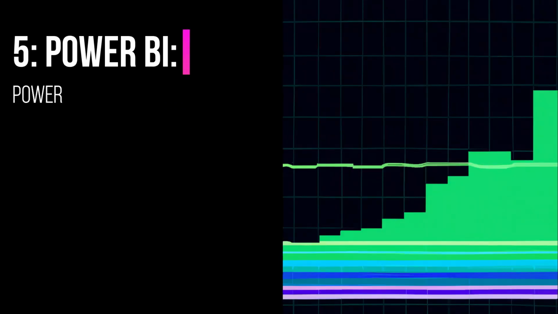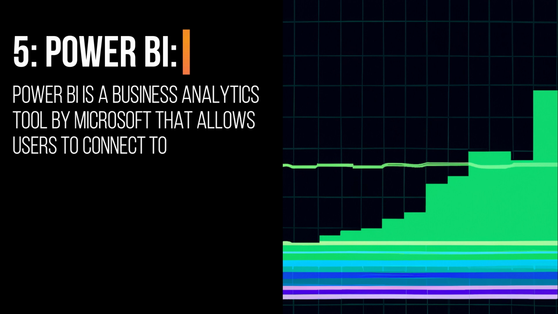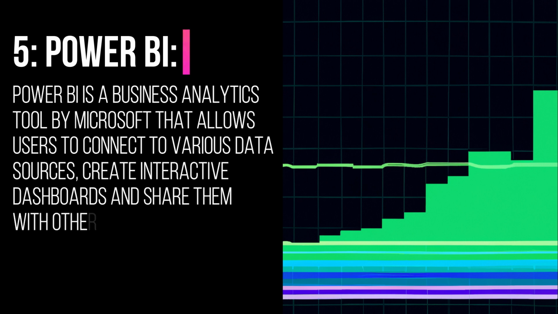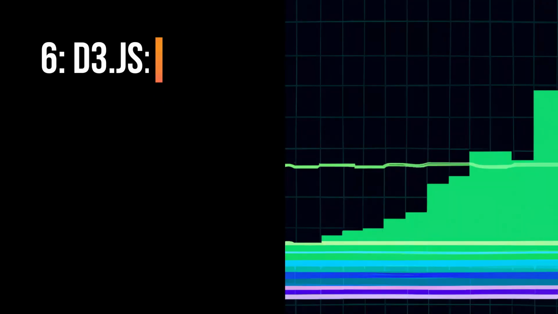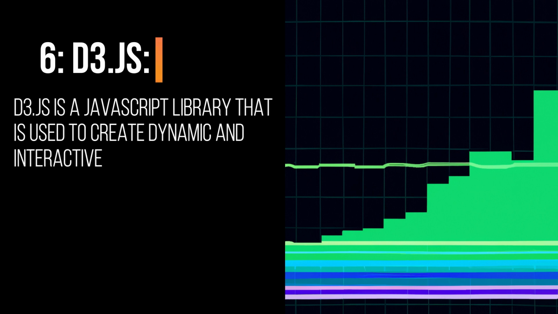5. Power BI. Power BI is a business analytics tool by Microsoft that allows users to connect to various data sources, create interactive dashboards, and share them with others. 6. D3.js. D3.js is a JavaScript library that is used to create dynamic and interactive visualizations on the web.